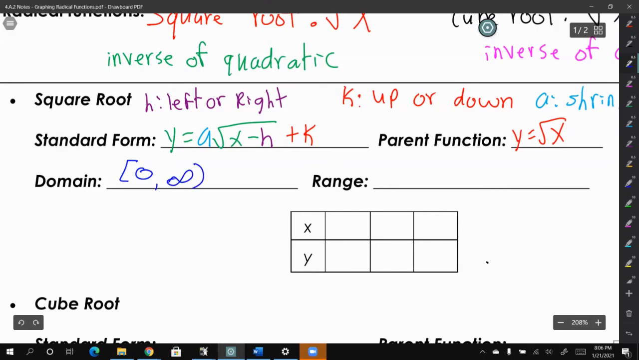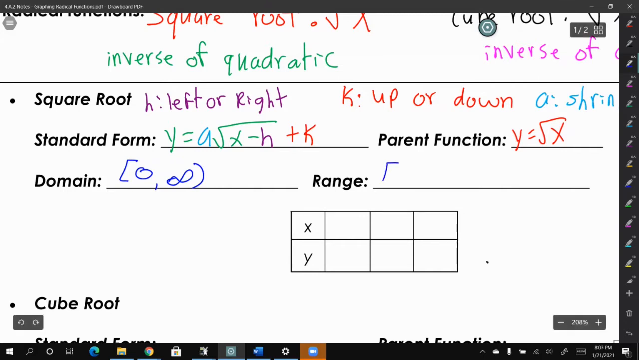The reason for that is because we got to remind ourselves that domain deals with x values. You can't plug in a negative value and take the square root of that. You can't take the square root of a negative number. So that's why the domain of the parent function is 0, infinity. Now, if we shift left or right, that could change our domain. But basically, without any shifting, your domain is 0, infinity.